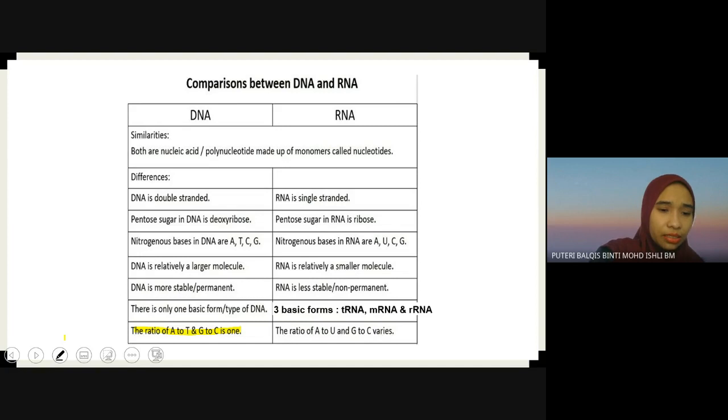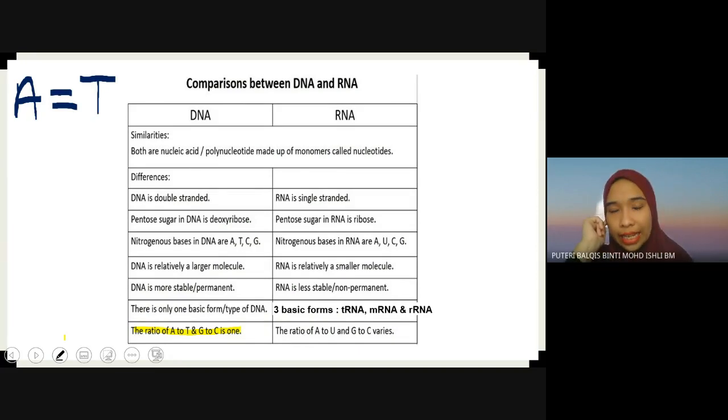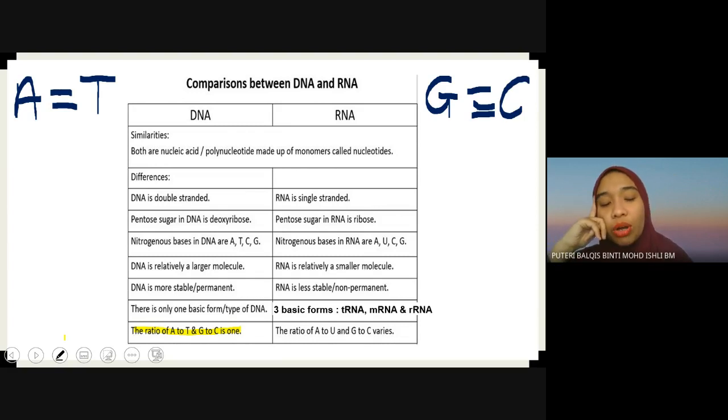Sekejap saya. Okay. Kalau A tu, A of course lah complementary dengan T. G complementary dengan C. 3 hydrogen bond. Ratio of A to T, G to C is 1. Meaning, the same, it must have the same amount.